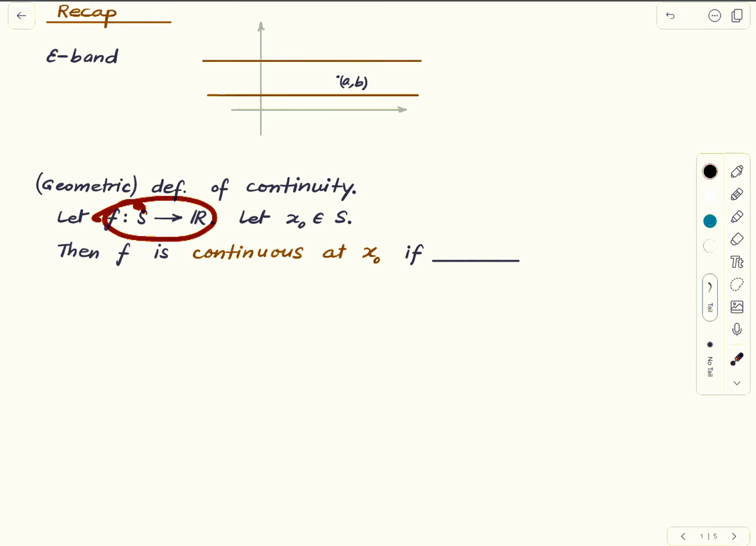So fix a function from a set S to R. The set S can be arbitrary. There is no assumption on the set S. And of course, we need it to be non-empty. And fix any point in S.